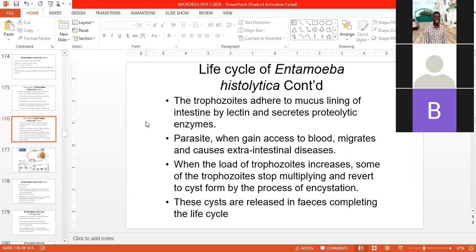Now, as they are getting food, they continue to multiply. Then it will reach a time when there will be so many that they'll be competing for food. Once there is not much food coming, some of them will start developing cysts around themselves. This cyst would then be passed out through feces, then another person can pick it up, and the cycle continues.